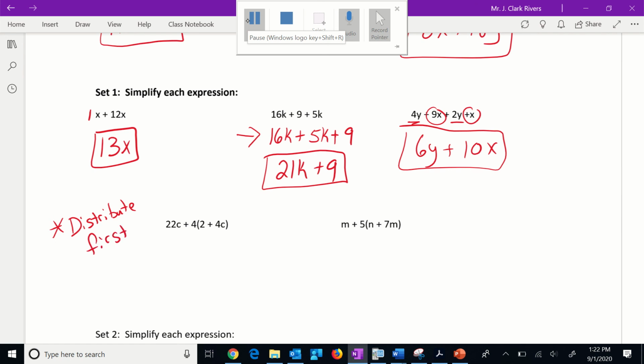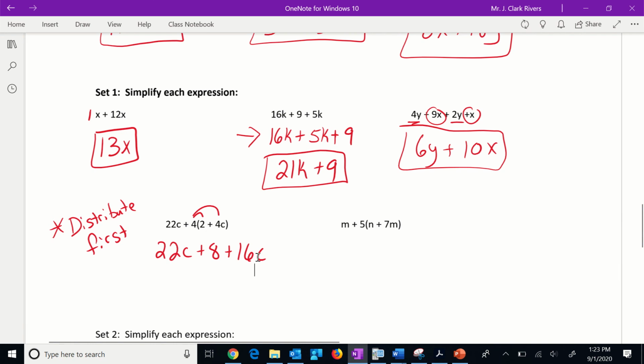Why should you distribute first? Well, this is addition. This is multiplication. Multiplication before addition. So 22c just gets copied down. 4 multiplied by 2, we get 8. Pay attention to that plus sign. 4 multiplied by 4c, 4 times 4 is 16c. Okay. Again, commutative property. I can combine 22c with 16c. 22 plus 16, we get 38c plus 8.